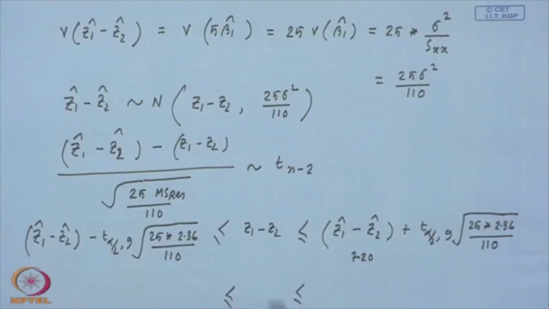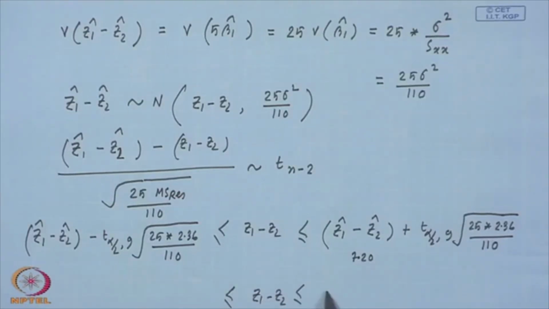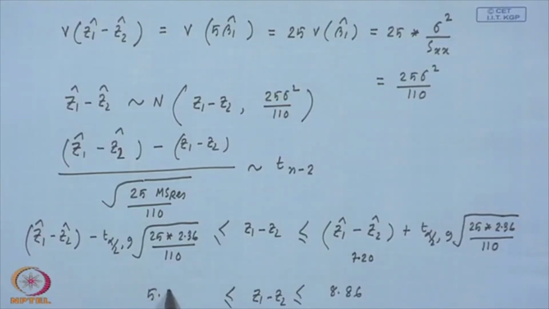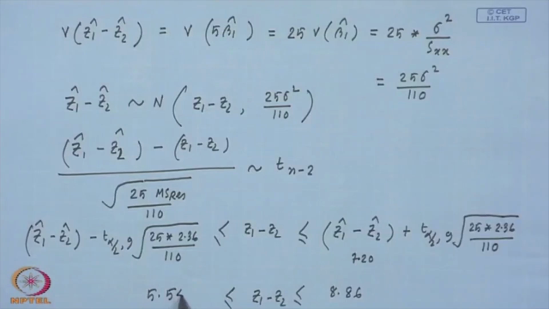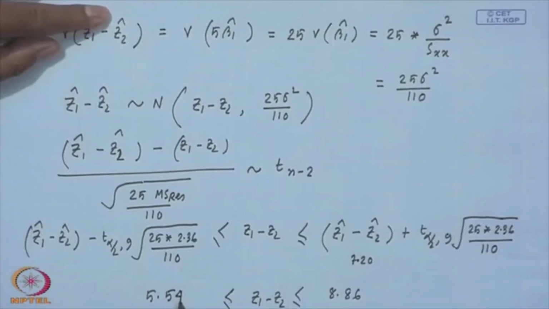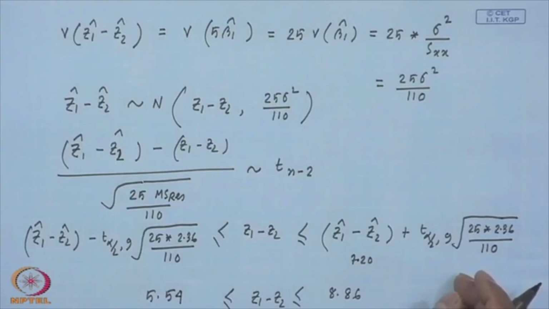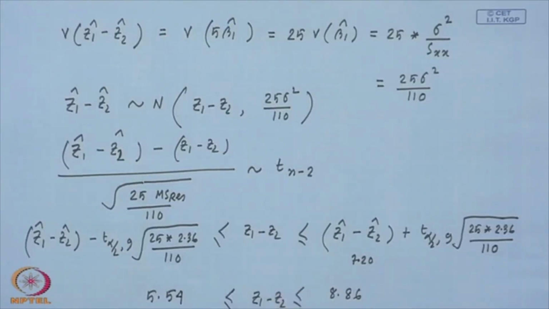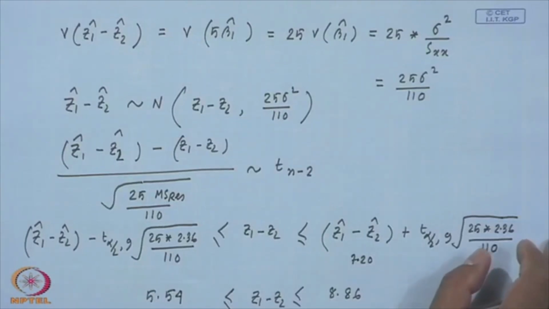So, finally, the confidence interval for Z 1 minus Z 2 has upper limit 8.86 and the lower limit is 5.54. Okay. So, this is how we find the confidence interval for the mean difference at two different points. Okay. Well, so the first problem was quite easy, and this sort of problem we already solved in the first module or in the first topic.